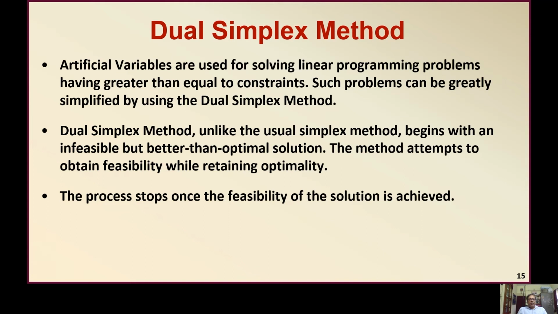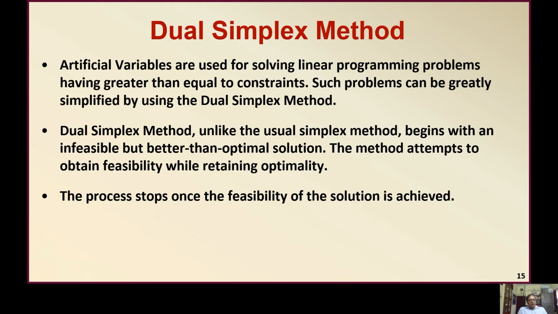I told you a few minutes back that when we have greater than or equal to kind of constraints, we require artificial variables to solve linear programming problems. Such problems can be greatly simplified by using the dual simplex method. What the dual simplex method does will be understood when we actually do it. It actually solves the problem from another angle.